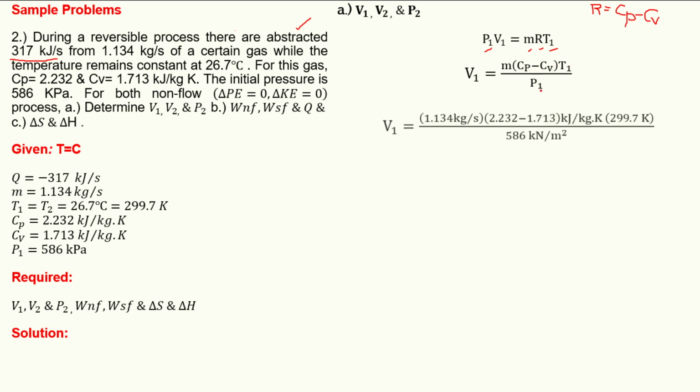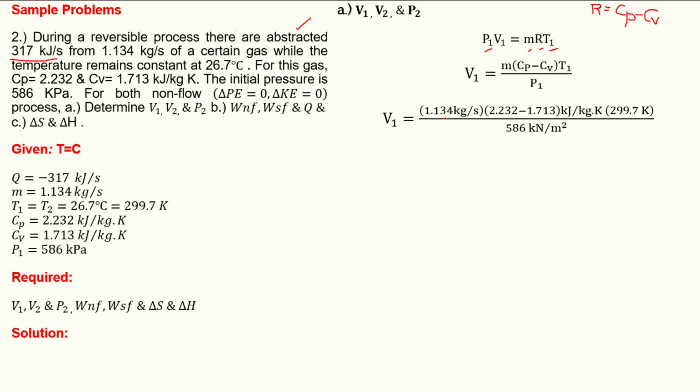So, direct sub, we have a mass of 1.134 kilogram per second, Cp of 2.232, Cv of 1.713. Pinagsama natin, nilabas ko ang units nila, which is kilojoules per kilogram Kelvin. T1 natin is 299.7 Kelvin over the P1, which is 586 kilopascal, or pwede natin isulat as kilonewton per meter squared para makita natin yung ating cancellation of units.